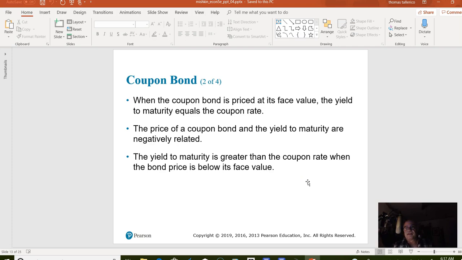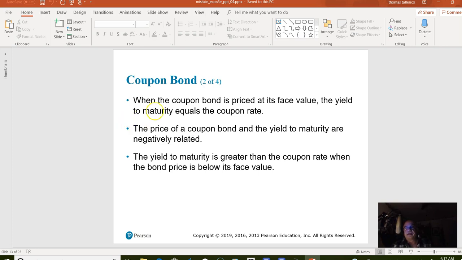All right, so here's a couple of things you have to know. The price of a bond and interest rates are always negatively correlated. When interest rates go up, the price of a bond goes down, and when interest rates go down, the price of the bond goes up.